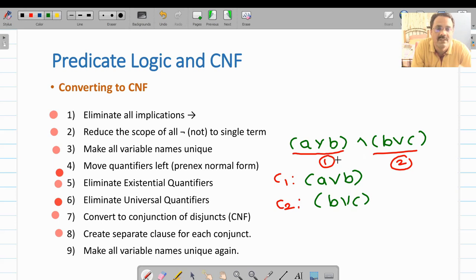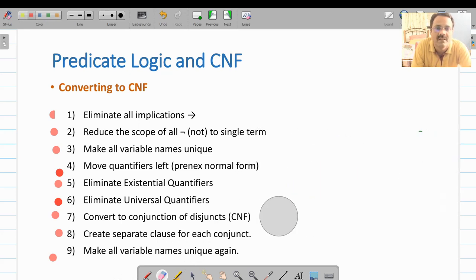Now when you do this, you will find the variables we have used in the first clause, the same variable might be there in the second clause. Earlier we have seen variable names should be unique. So again you will have to standardize variables, and that is your step number 9. Step 9 is again standardize variables. So whatever variable names we have used in both the clauses, you have to standardize them.